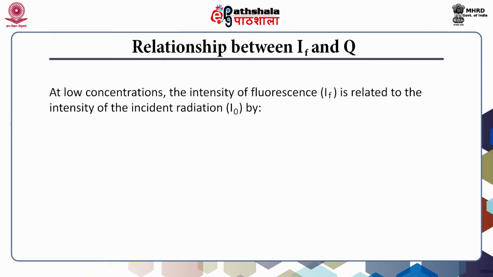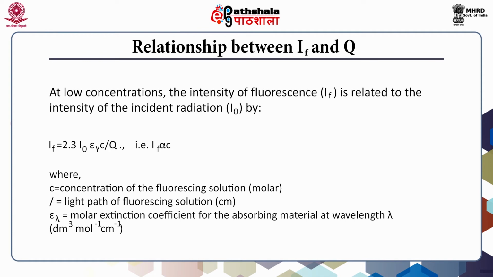At low concentrations, the intensity of fluorescence IF is related to the intensity of incident radiation I0 by IF = 2.3 × I0 × epsilon lambda × C × L × Q. In this relation, fluorescence intensity is directly proportional to the concentration, where C is the concentration of the fluorescing solution, L is the light path of the fluorescing solution, and epsilon lambda is the molar extinction coefficient for the absorbing material at wavelength lambda.